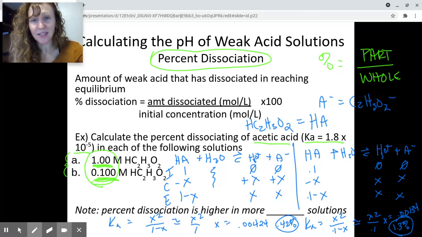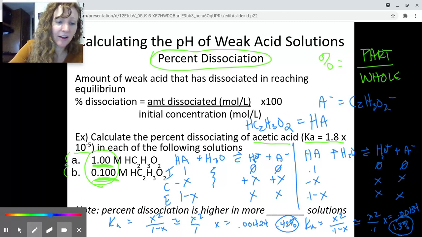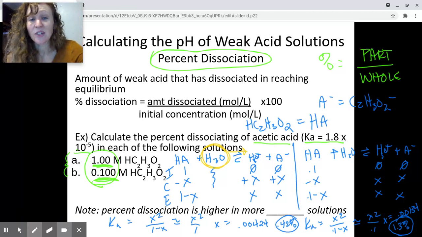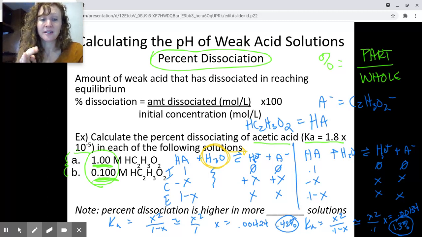Can we explain this? What would be a good principle that we have talked about in the past that would explain this phenomenon? Let me put it another way. What's the principle we've talked about in the past that talks about when you add more of a reactant, the equation gets pushed towards products? Notice we diluted the acetic acid. A is more concentrated, B is more dilute. When you dilute something, you're adding water. We have added water. We have added a reactant.